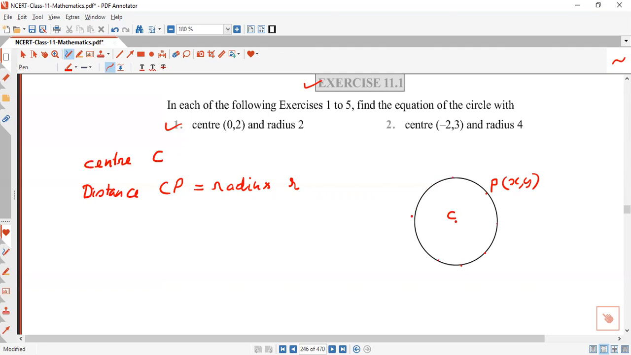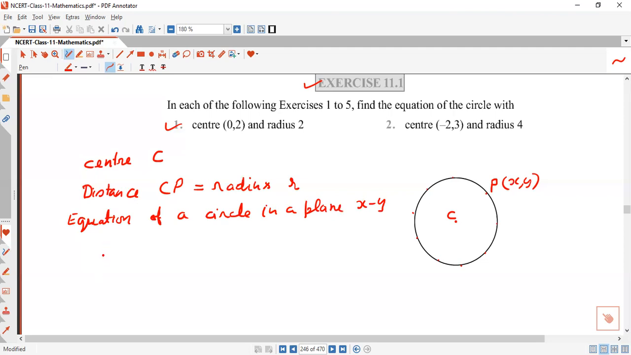x and y are variables because we are writing the equation of a circle in the xy plane. So that's why we are taking the variables x and y.